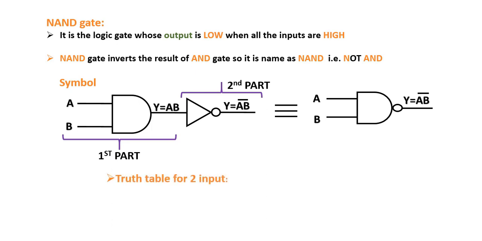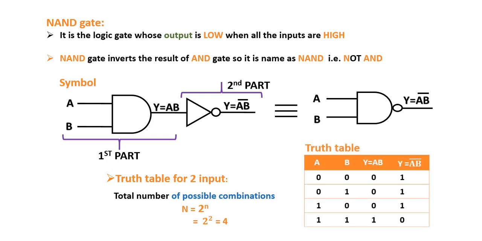Come to the truth table for a two input NAND gate. The total number of possible combinations for the input is given by N is equal to 2 to the power n, where this small n represents the number of inputs. In our case we have two inputs, so the number of possible combinations for the input is equal to 4. The table shows the combinations of the input. In the table, A and B represent the input, Y is equal to AB represents the output of our first part, that is the output of our AND gate, and Y is equal to AB complement represents the output of our second part, or we call it the final output of our NAND gate.